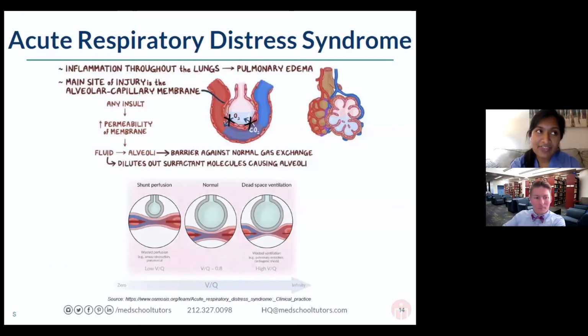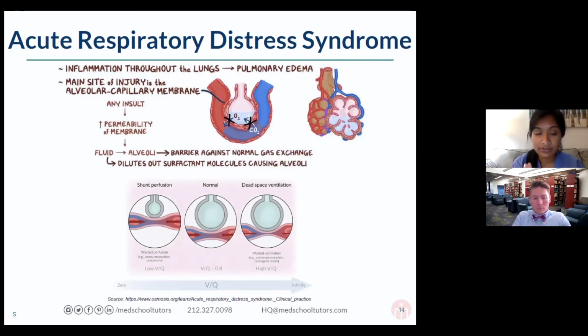So I think the important thing to understand about ARDS physiology is that knowing the underlying process is really helpful in understanding why it manifests as it does and what the findings are, A, on exam, and B, in terms of how they clinically present. So the big thing is this is an inflammatory process throughout the lungs. And the main site of injury, the main part of the lung that's getting damaged is at the edges of those alveoli where they're interacting with the capillary membranes.